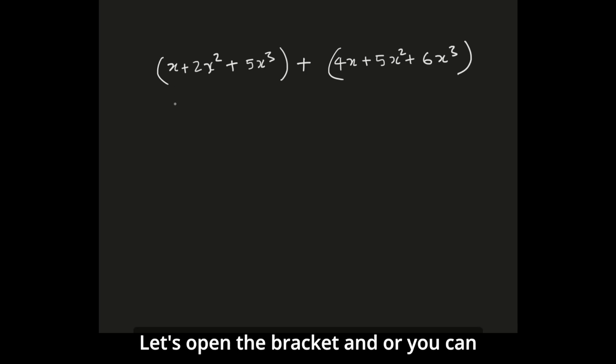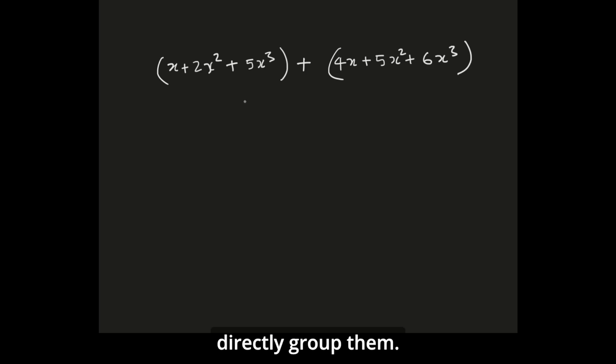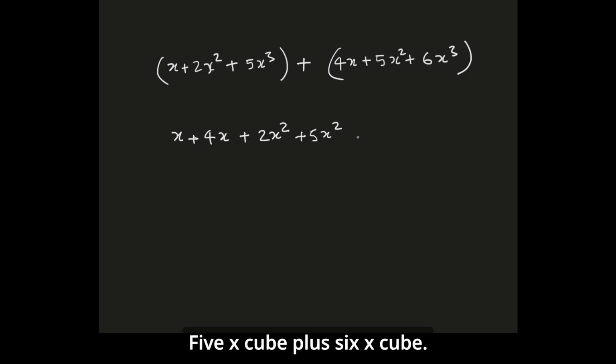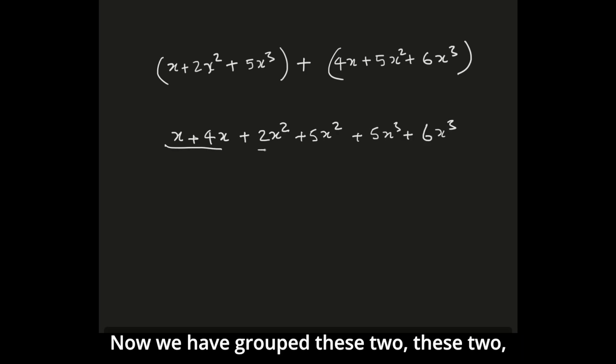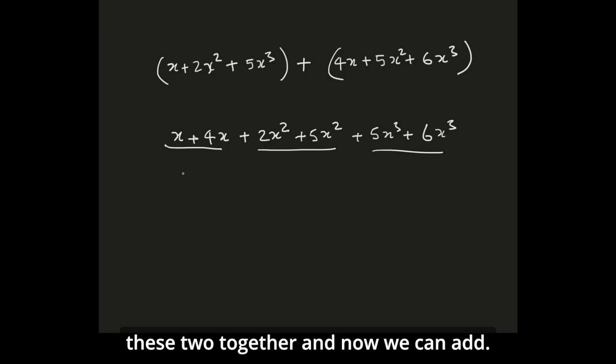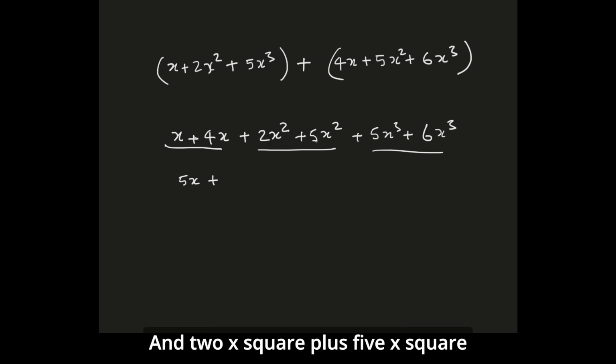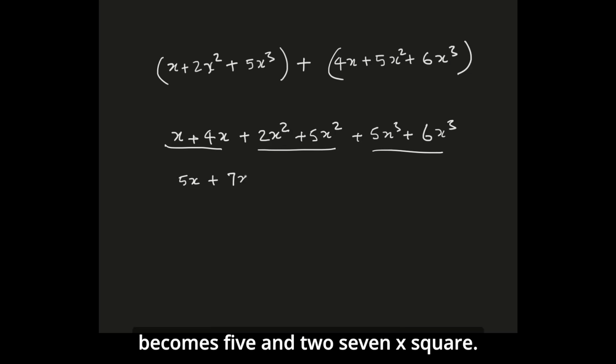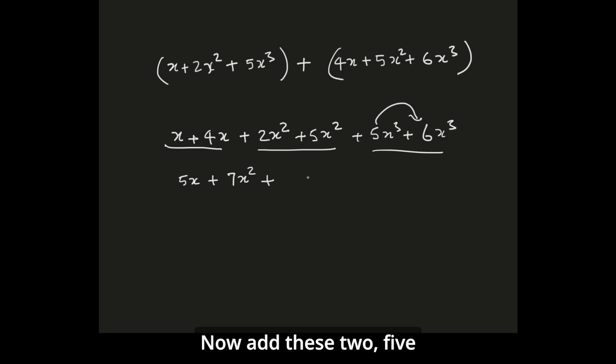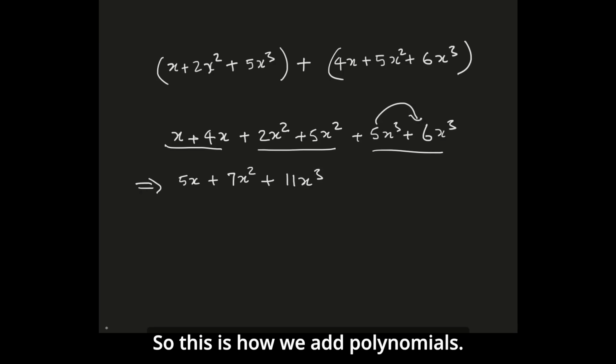Let's group them. You can open the bracket, or directly group them: x and 4x, 2x square and 5x square, 5x cube and 6x cube. Now we have grouped these and we can add. 1x plus 4x is 5x. 2x square plus 5x square becomes 7x square. 5x cube plus 6x cube is 11x cube. This is how we add polynomials.